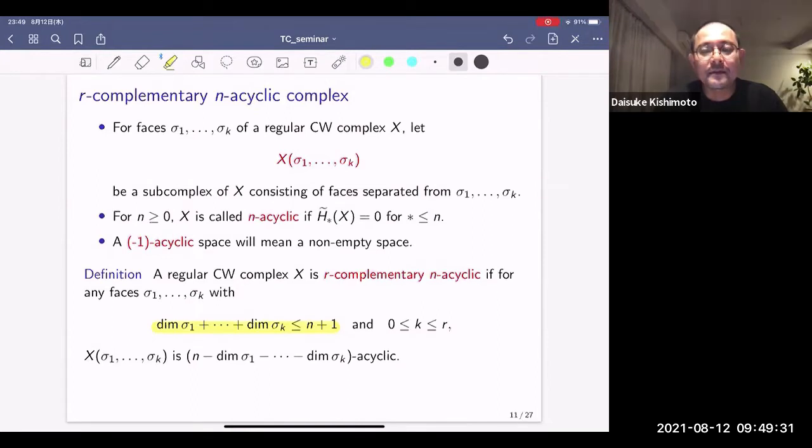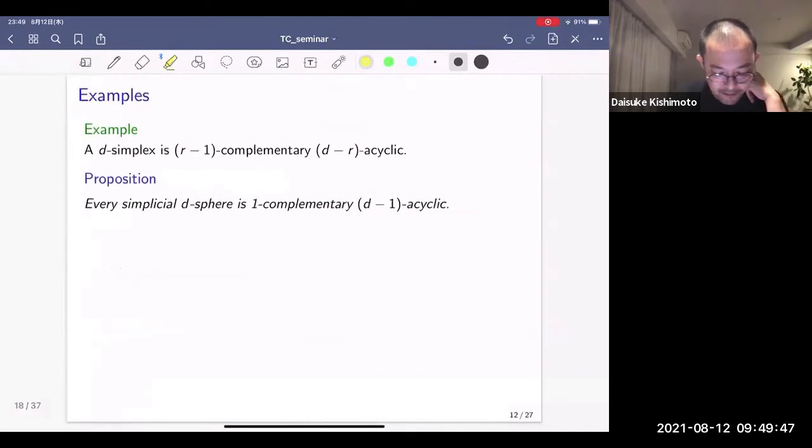So the definition seems a little bit complicated, but if you examine some examples, you can easily find many examples satisfying these conditions. Let me show you some examples. For example, a D simplex is R minus 1 complementary, D minus R acyclic. And this is a very simple example. And the important one is the next example.